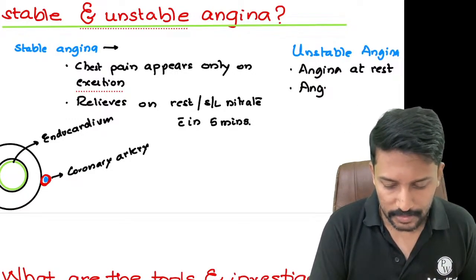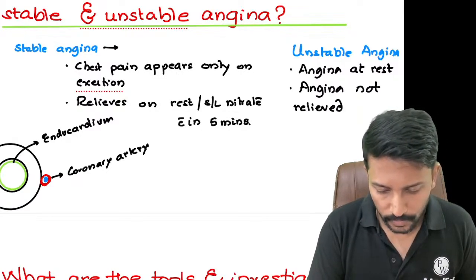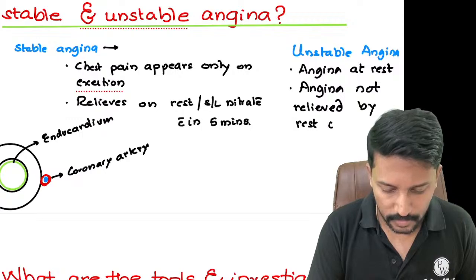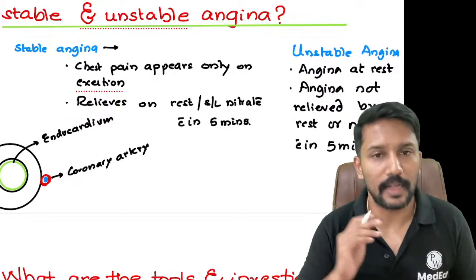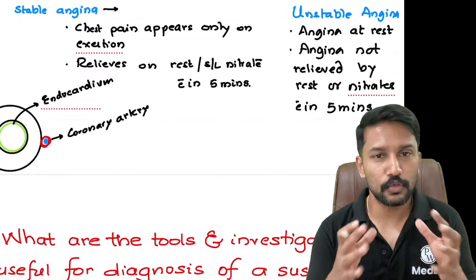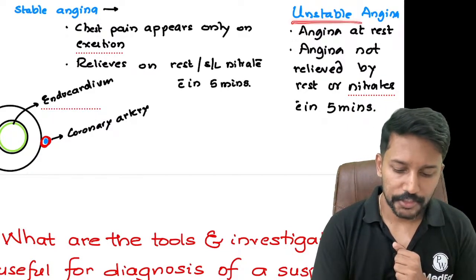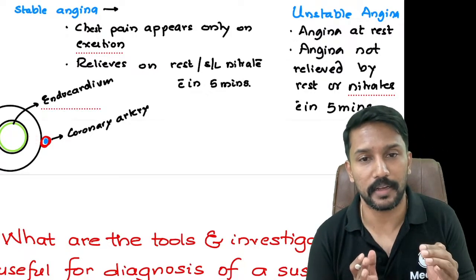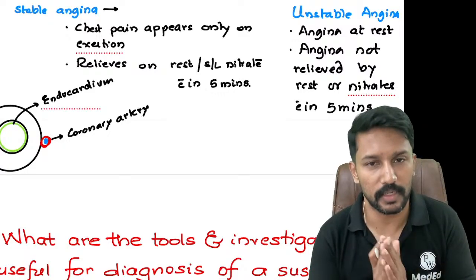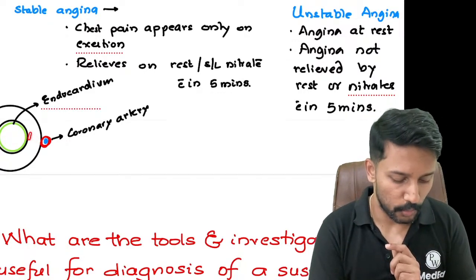So the second thing is angina not relieved by rest or nitrates within 5 minutes. We will count it as unstable angina. Okay. So now between these two, which one is a medical emergency? Unstable angina means at rest, how much ever blood supply your myocardium needs, it is not being met. The demand is not being met by the coronary supply. So if I don't reverse this demand supply mismatch, then the myocardium will start dying.